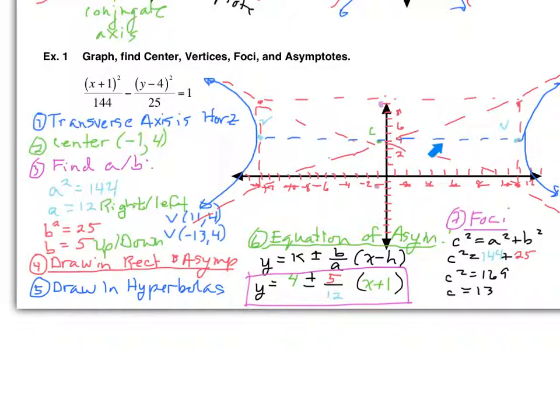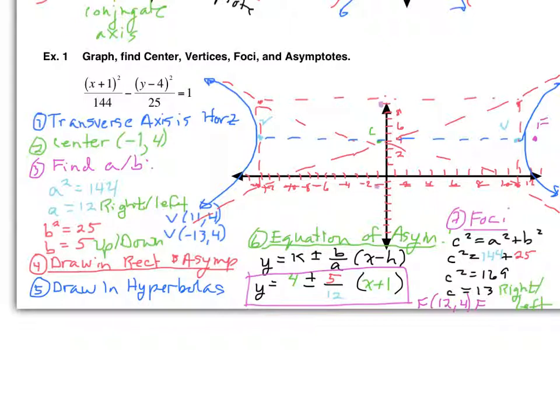Here's your transverse axis. And your hyperbolas have to hug those, so it should be right, left. So you might want to write yourself a note that this is right, left. So we're going to go 13 to the right and 13 to the left. So if I go 13 to the right of center, and my x value at center is -1, where does that place me? What's -1 plus 13? 12. And so, yep, 12, 4. So there's your focus. And we can name that. So one focus is 12, 4.